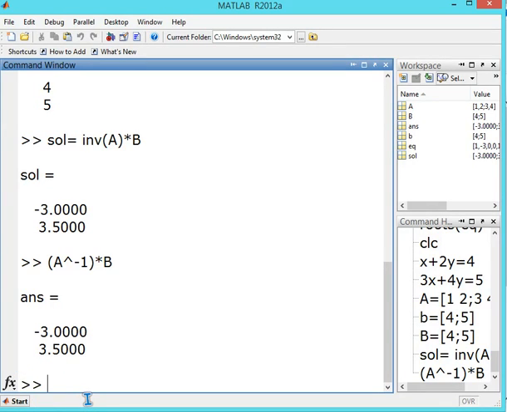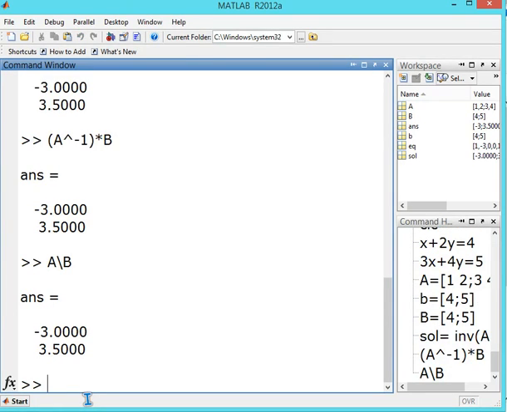Now is there any other method? Yes, we have. A divided by B. This is backslash basically. A backslash B, same result. Is there any other method to solve the linear equation? Yes, we have a function called linsolve. LINSOLVE. Pass A and B. There are 4 methods. I've given you 4 methods in Matlab to solve systems of linear equations.